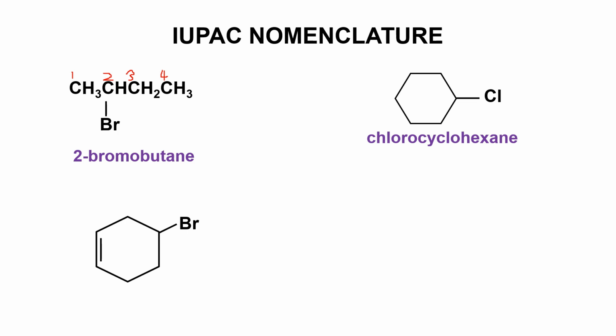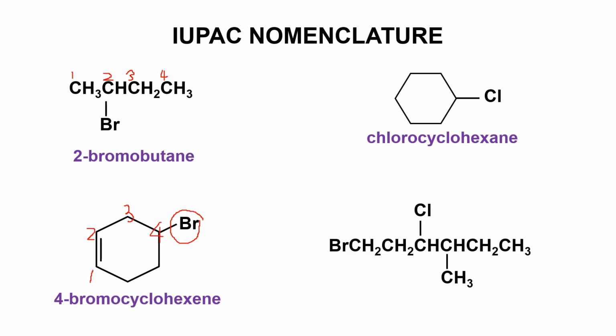The third example, in naming substituted cycloalkenes, numbering begins at and continues through the double bond. So we have an important functional group, which is the alkene. So this carbon is given number 1. This is position number 2, number 3, and number 4. So bromine as substituent is bonded to carbon number 4. Thus, this compound will be named as 4-bromocyclohexene.